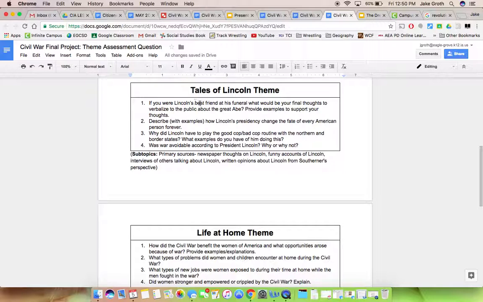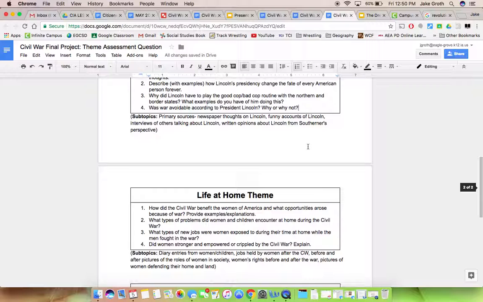And this one, it's one of my favorite ones: if you were Lincoln's best friend at his funeral, what kind of final thoughts would you say about him? And then the last one that's really important is, was war avoidable? Could we have stopped it? Were there some things, like John Brown's raid? If that wouldn't have happened, could it have been stopped? So these are some of these predicting or hypothetical questions where you have to use some examples to try to help prove your point.